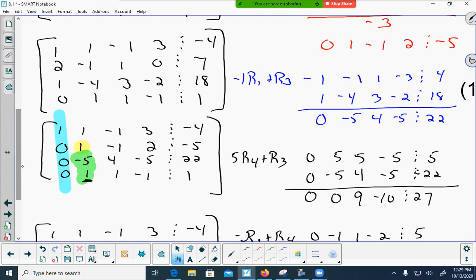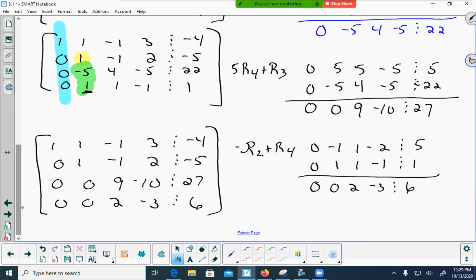So that's 5, 5, negative 5, 5. And then row 3, negative 5, 4, negative 5, 22. Oh, that's my fault. Yeah, I did drop the negative sign though. So I did do that. I caught that. Okay, so checking.